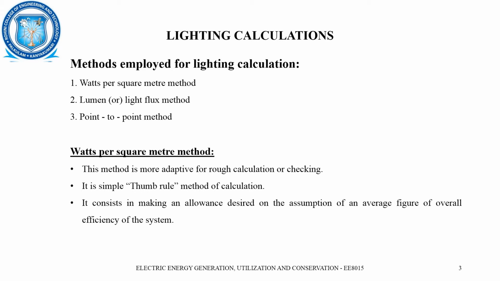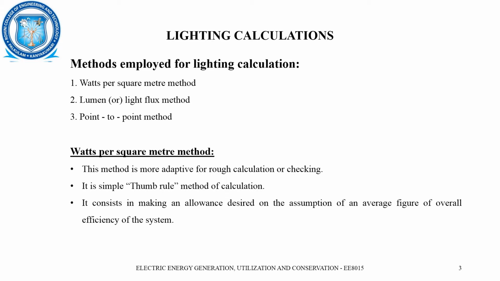There are three methods for calculating the lighting effect. One is the watts per square meter method, the second one is the lumen or light flux method, and the third one is the point to point method. The first one is the watts per square meter method. Watts is nothing but the power per square meter. Square meter represents the area. So how much power is being applied or obtained from the square meter area.